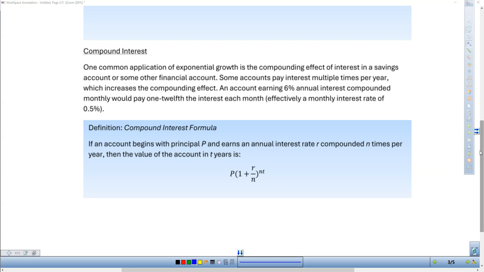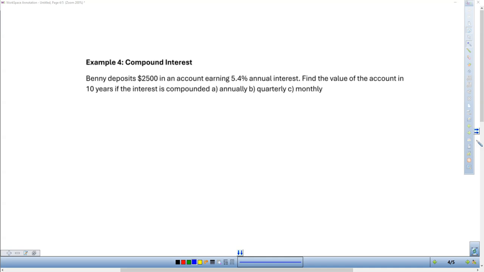So when we look at compound interest, there is a formula that's going to come in real handy for us. If an account begins with the principal P and earns the interest rate r compounded n times per year, we can then say that the value in that account after t years is P times parentheses 1 plus r over n, and the parentheses raised to the power of nt.